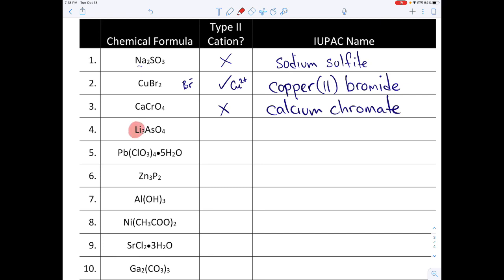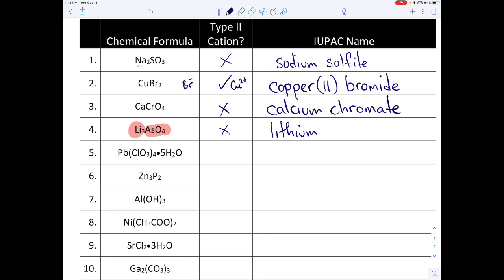Do you see the lithiums? And bonded to that is this AsO4. Lithiums are alkali metals, so those are not type 2 cations. There's no need for a Roman numeral. So we can just say lithium.